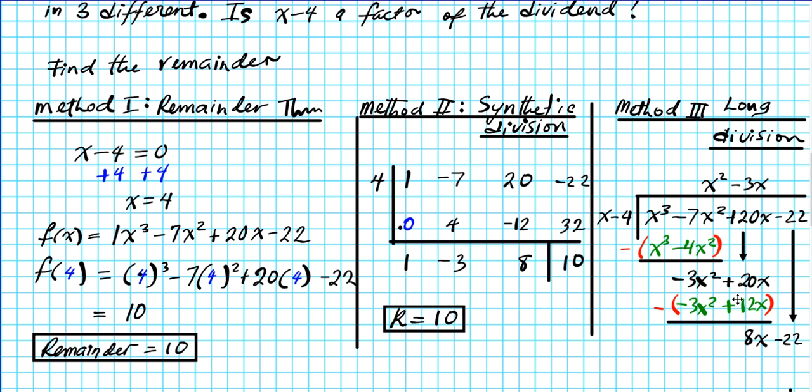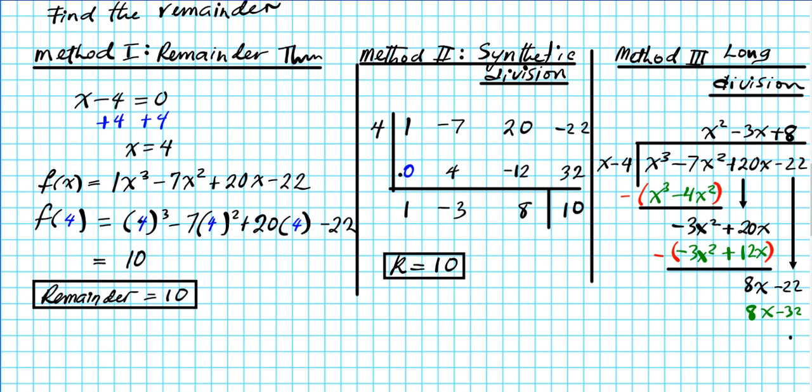Okay, now we're going to carry out this procedure one last time. How many times does x go into 8x? It goes into 8x positive 8 times, okay? So we're now down to the 8 right here in our synthetic division. That's basically where we're at. Okay, and now multiply. 8 times x is 8x. 8 times negative 4 is negative 32.